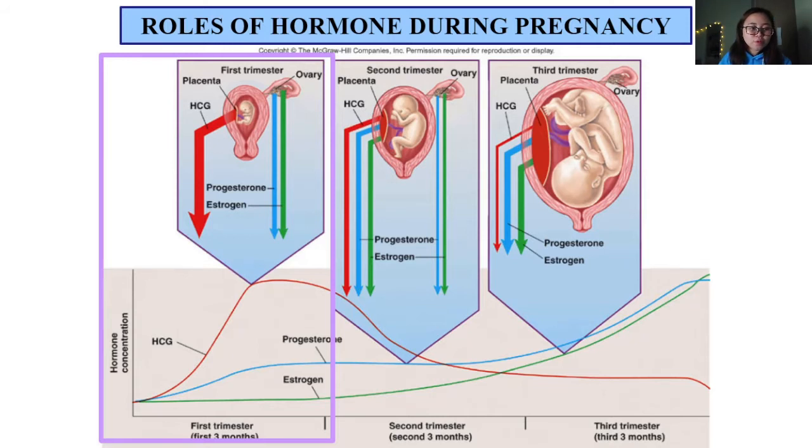As you see, the blue line of progesterone is constantly higher than estrogen during the first trimester. Those are being secreted by the corpus luteum. The trophoblast continues to secrete large amounts of HCG, which will be very, very high in the first trimester. At the end of the first trimester, the placenta will slowly take over the role of the corpus luteum and start to secrete its own progesterone and estrogen.